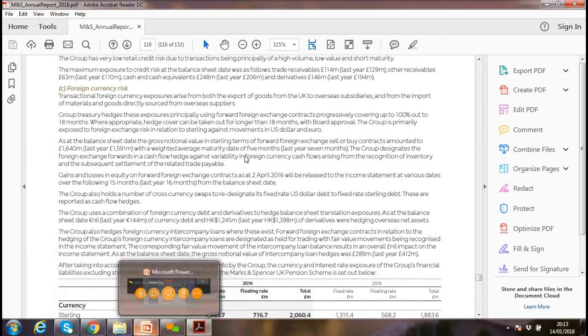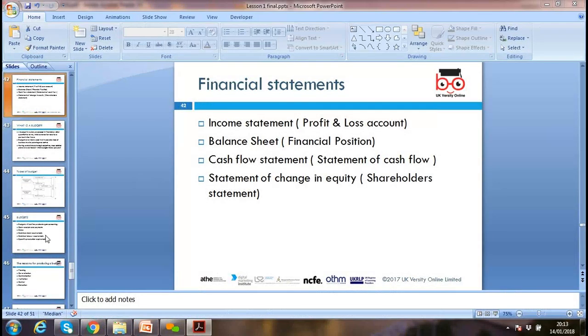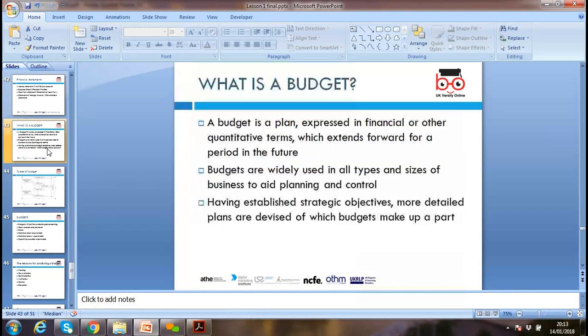Okay, let's move to the next topic. Any questions up to now? No. Okay. In accounts we prepare, and under financial management, because this is finance for managers, managers make a budget. What is meant by a budget? Any definition of a budget?